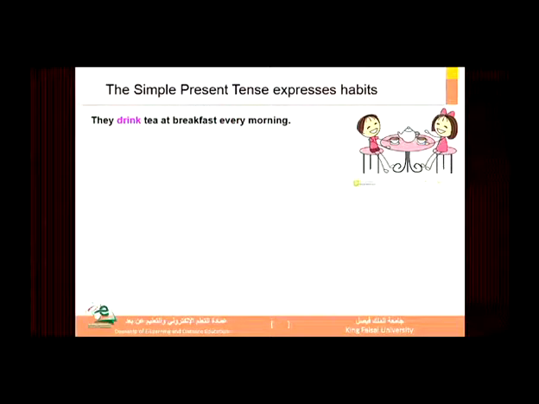Again, another example where we have a plural third person. They drink tea at breakfast every morning. Now if you look at the verb drink, there is no S added to the verb, simply because the subject of this sentence is they rather than he, she or it, which means we have a third person plural pronoun rather than a third person singular pronoun. So they drink tea at breakfast.